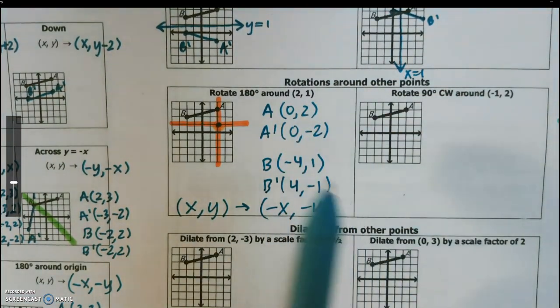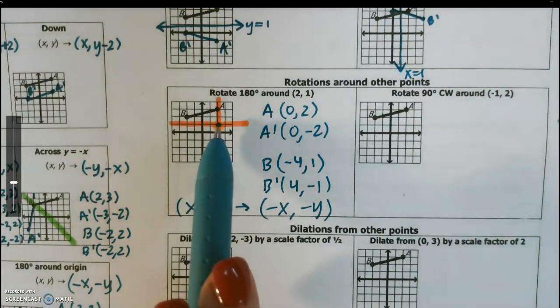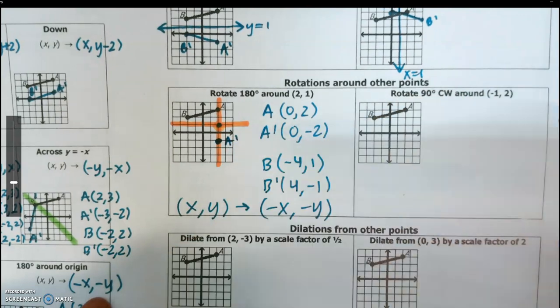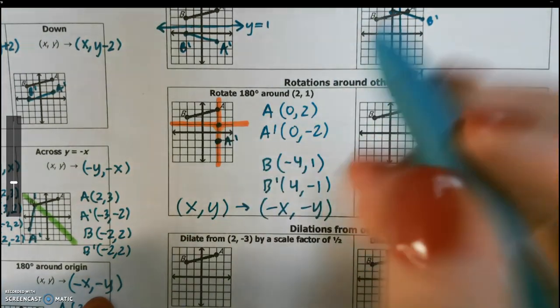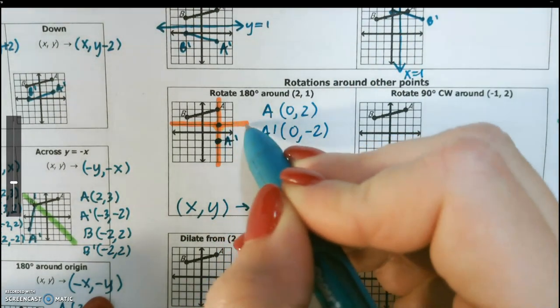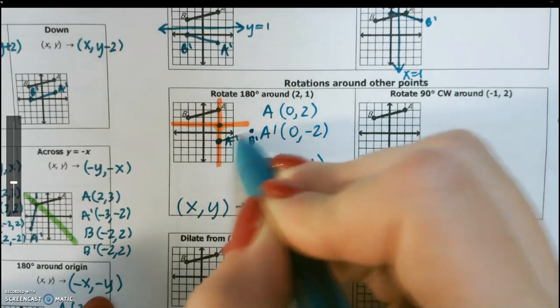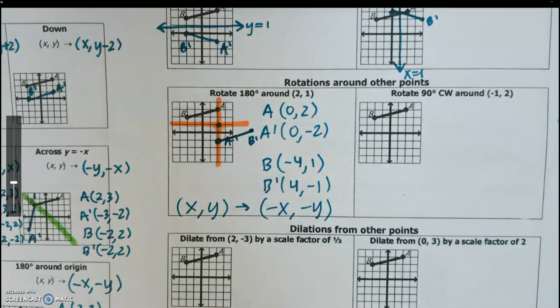Now, when you plot these, you need to plot them based on your new origin. So 0, negative 2, and then 4, negative 1. And then make your connection.